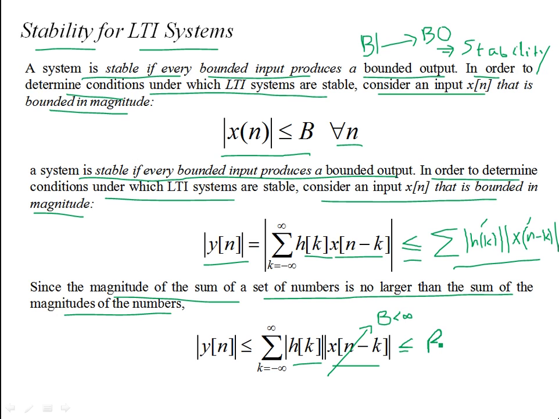we can take B outside of the summation, and we can write this as the summation over k from minus infinity to plus infinity, and all we are left with in the summation is the absolute sum of h of k. Now, if this quantity is finite, less than infinity, then that implies that y of n is bounded for all n.